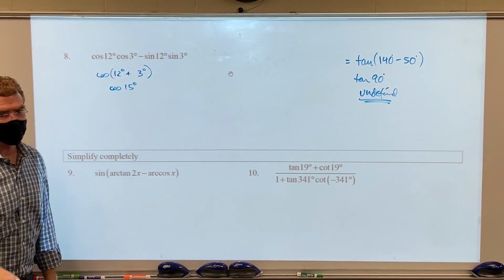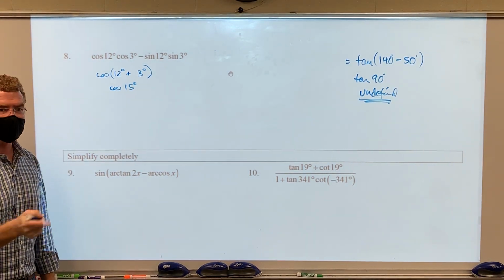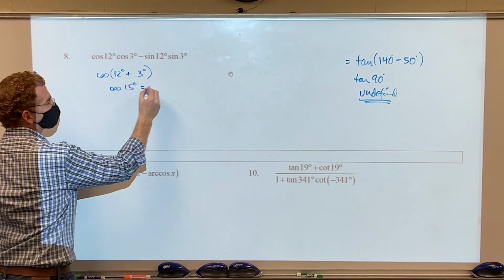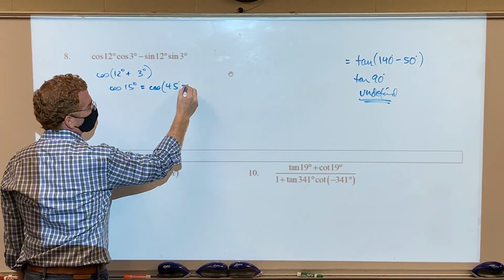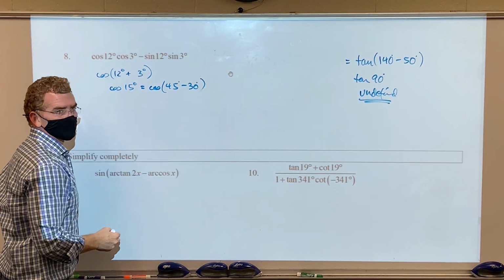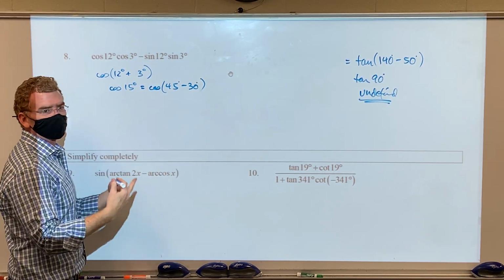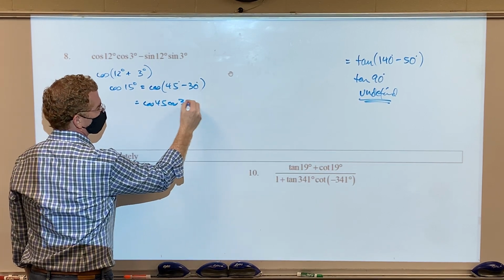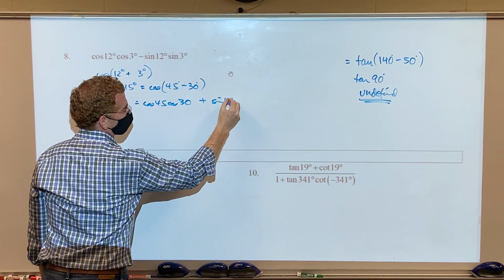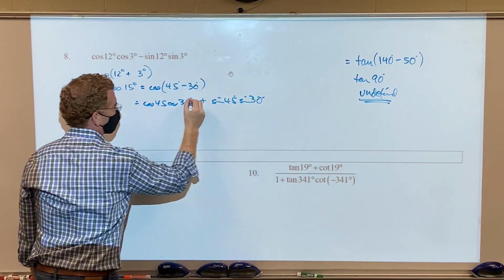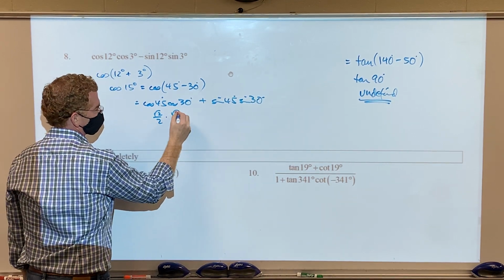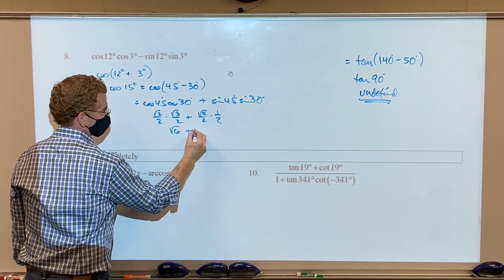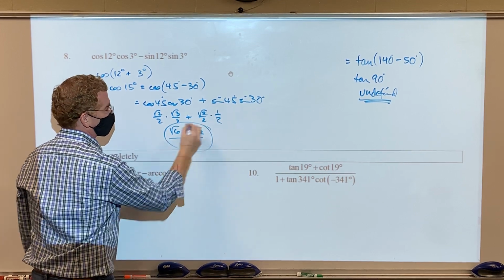Now, before I stop on that, like I did on 200, are there any angles that could add or subtract to give me 15? There are. So I'm going to change that to cosine of maybe 45 minus 30. And now I can use a different alpha minus beta to solve it. Cosine 45, cosine 30, plus sine 45, sine 30. And root 2 over 2, root 3 over 2, root 2 over 2, 1/2, root 6 plus root 2 over 4. And remember, you can't add a root 6 over root 2.